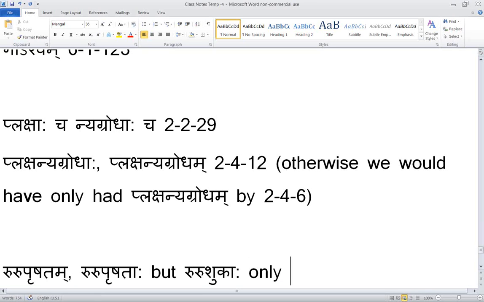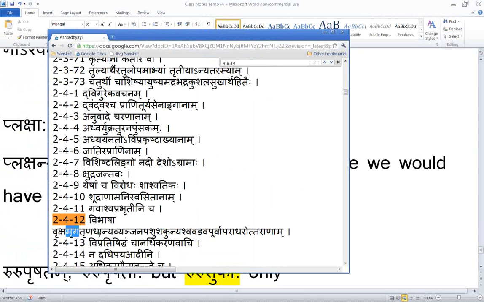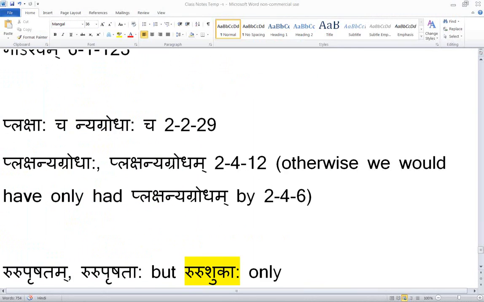So this is the reason why this mruga and shakuni are included in 2.4.12, so that when they are compounded with somebody else, it is only dvandva. So in fact, a reverse effect here, because we are talking about samahara and vibhasha, but by including them here, they are limiting it to only deer with deer and birds with birds. That is the rule. So that is one complication here. And in fact, let me see, even the bird example. So when they intermingle, then it will not happen. Okay.